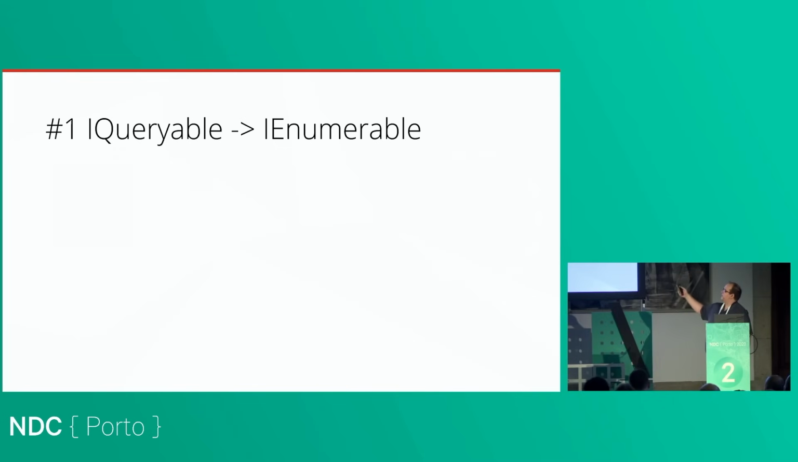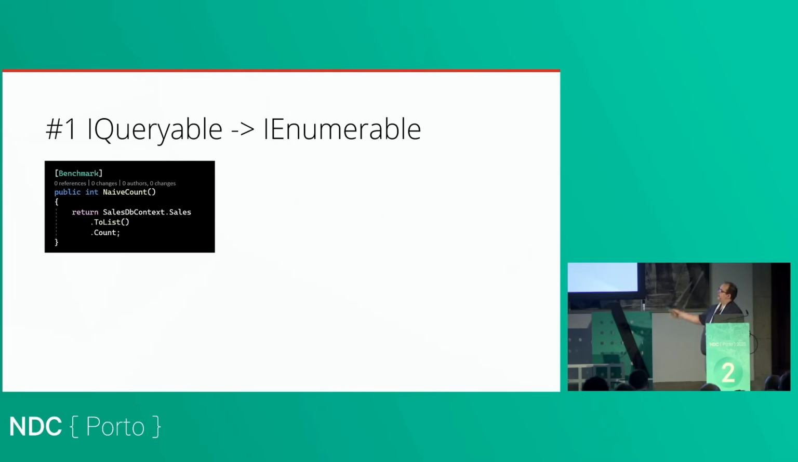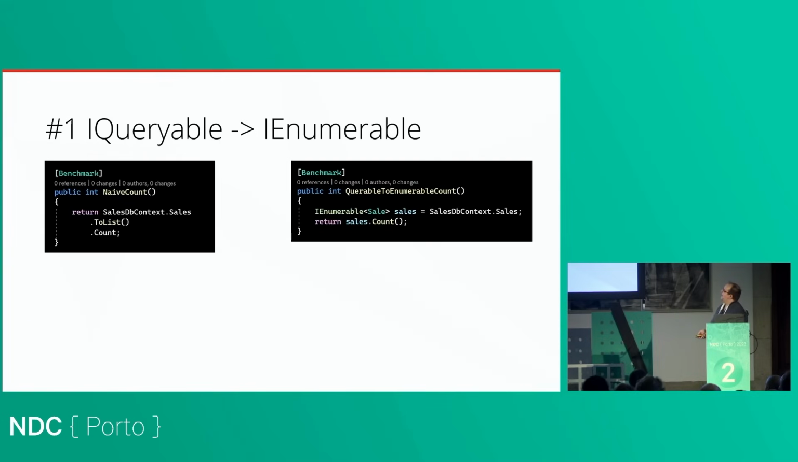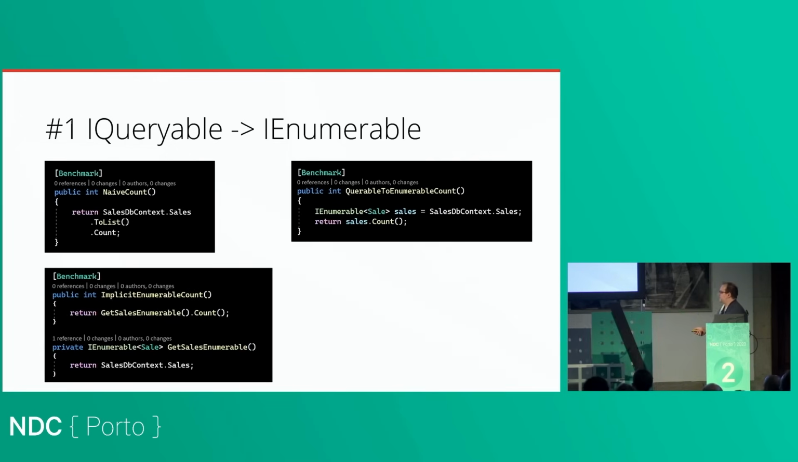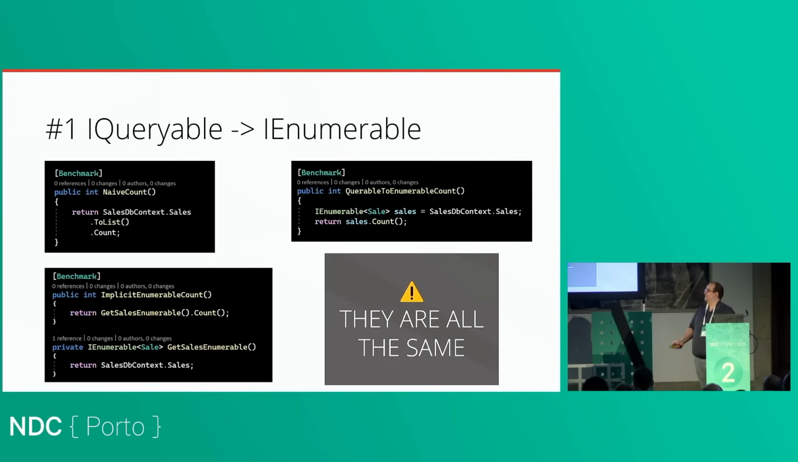IQueryable to IEnumerable. So here we have one code, and some of you might spot the problem here right away. And then we have this. This is a little bit different code, right? Some of you might spot something odd over here. And then we have this code. This is something that I have seen very commonly on a lot of client projects. So what do they have all in common? Technically, they're all the same. So this one that does ToList and then Count is technically the same as this one.